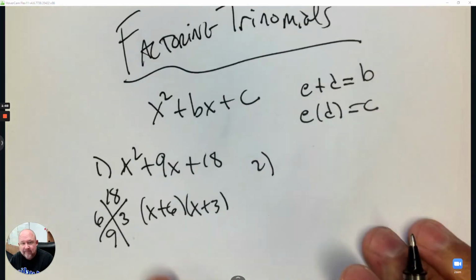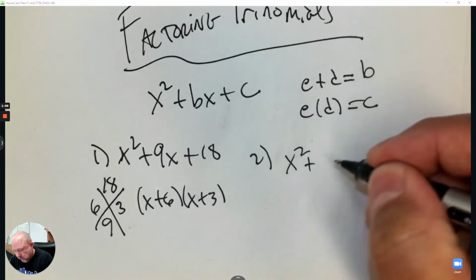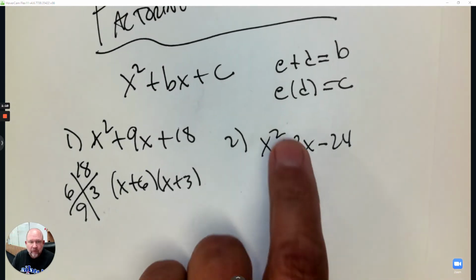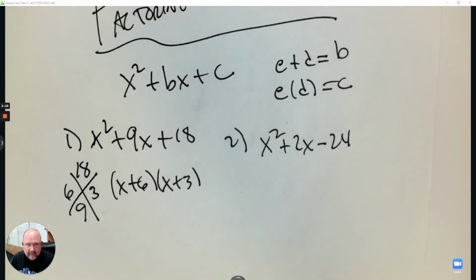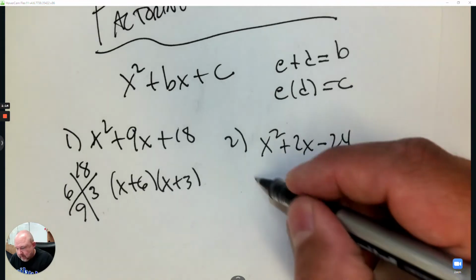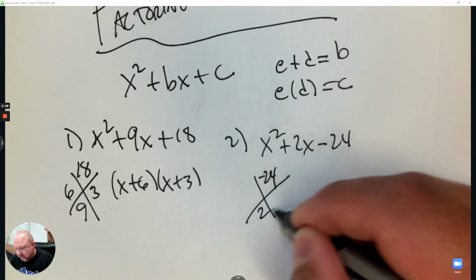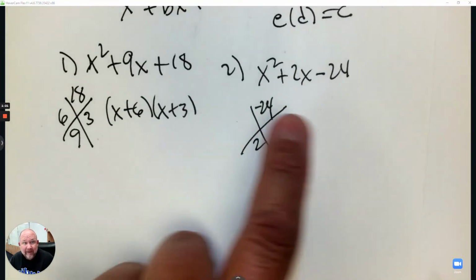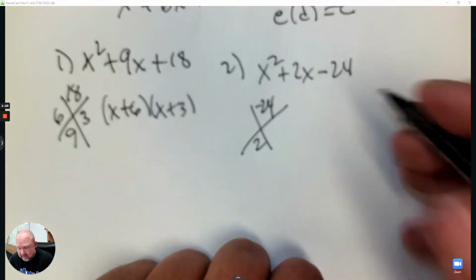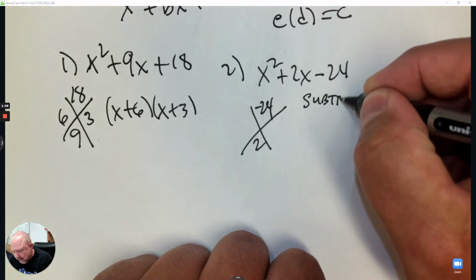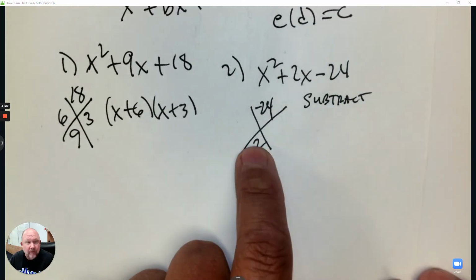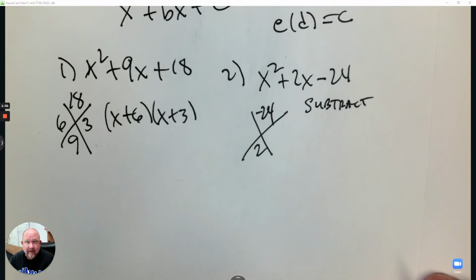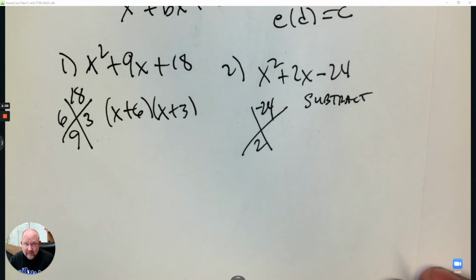Let's practice again. So write this down, press pause if you have to, if it's going fast. So we're going to organize it. We're going to put negative 24 on top and 2 on the bottom. Now, because the top number is negative, we're actually going to subtract to equal the bottom number. So what two numbers multiply to 24, and then the same two numbers subtract to 2?